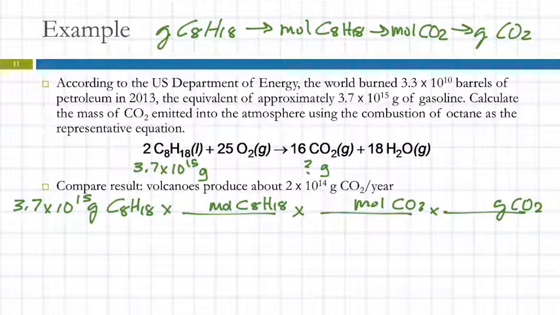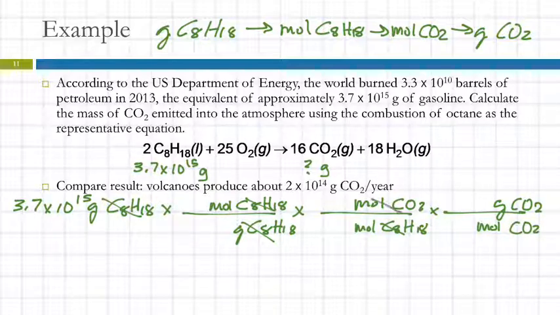I'm going to write the previous unit in the denominator so that those units cancel out. I want grams of C8H18 to go away. And then I want moles to go away. And then I want moles of CO2 to go away. Now I'm going to put numbers in. So this one in the middle, the mole to mole ratio, is really easy. We just look at the balanced chemical equation. So there's a 2 in front of octane and a 16 in front of CO2. And so we write a 2 in front of octane and a 16 in front of CO2.